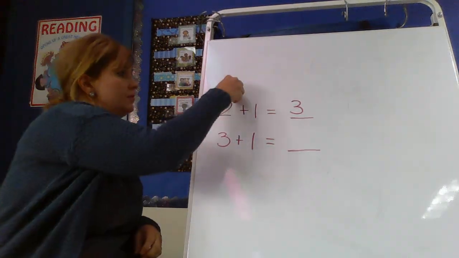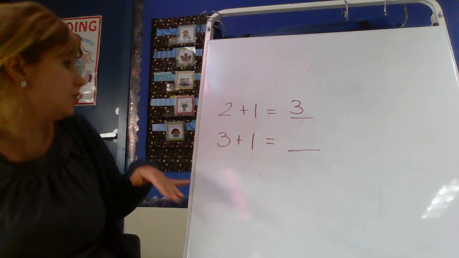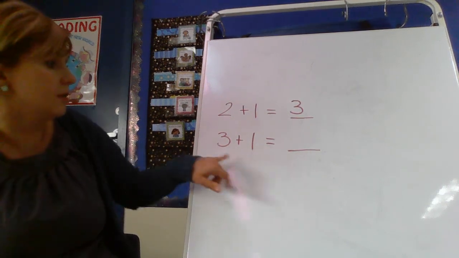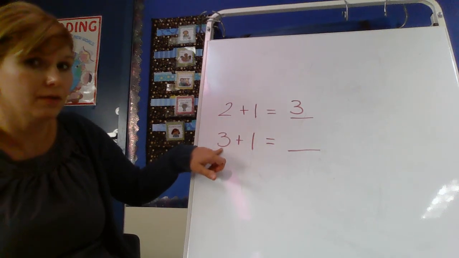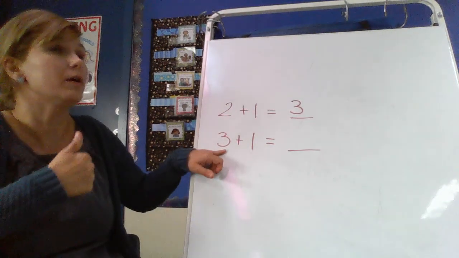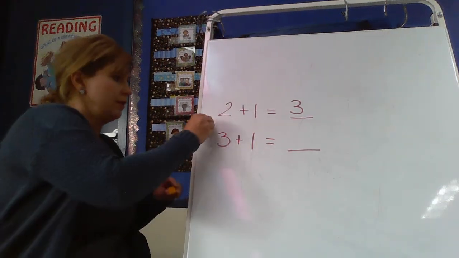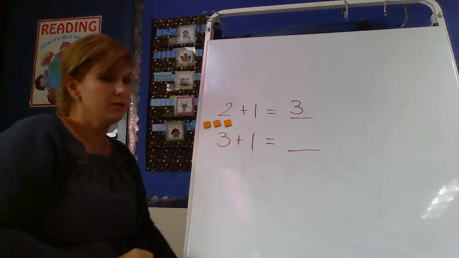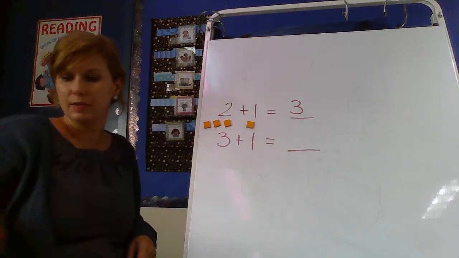Next one. If that pattern stays true, which it should, we're adding 1 to another number, the total is going to be the next number. So what number comes after 3? 4. 3 and 1 more. Is it 4? 3 plus 1 more. 1, 2, 3, 4. It's 4.